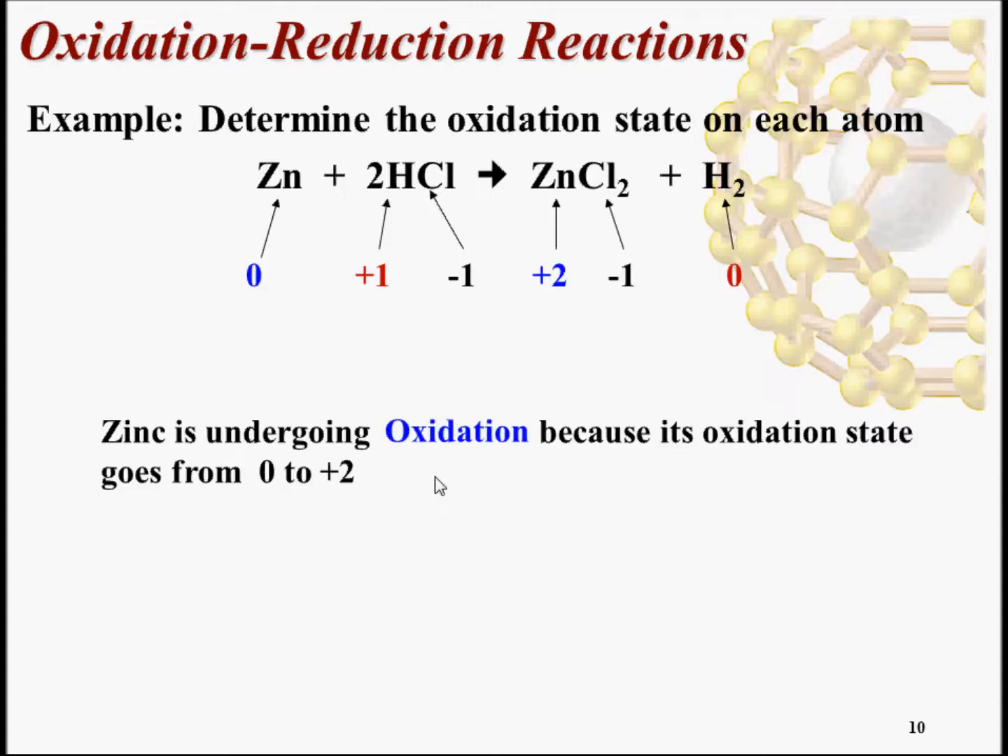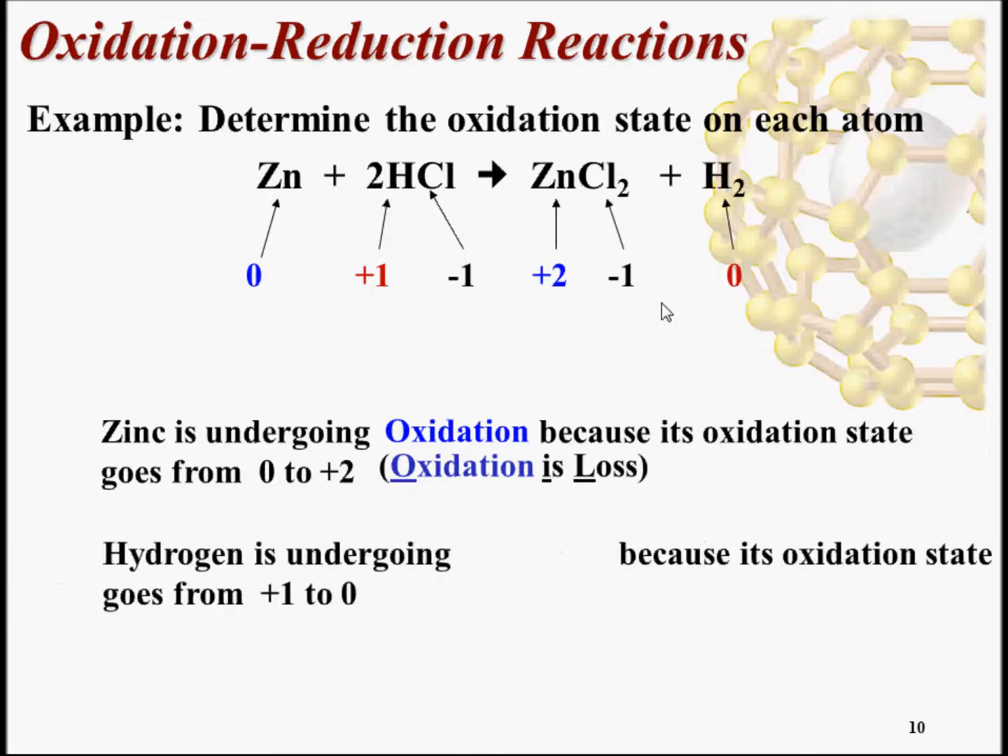And that means somebody else must be being reduced. So let's see, well, who's being reduced? Well, it's not the chlorine because chlorine is -1 to start with, and chlorine's -1 on the other side. So that kept the same oxidation state. But if we look at the hydrogen, it started off with a +1 oxidation state, and it now has an oxidation state of 0. So that means that the hydrogen is undergoing reduction.